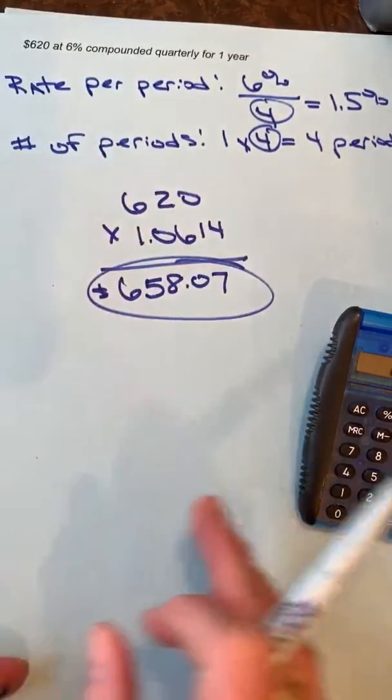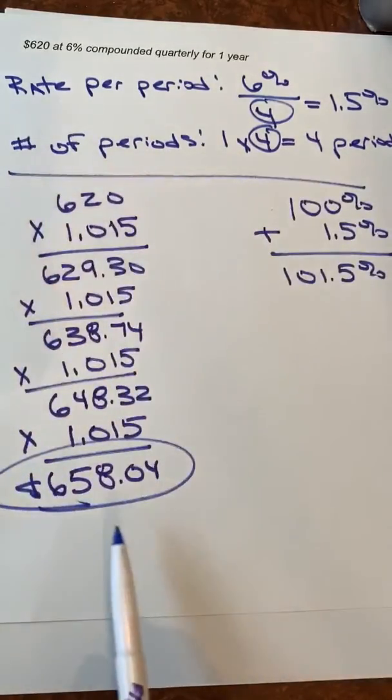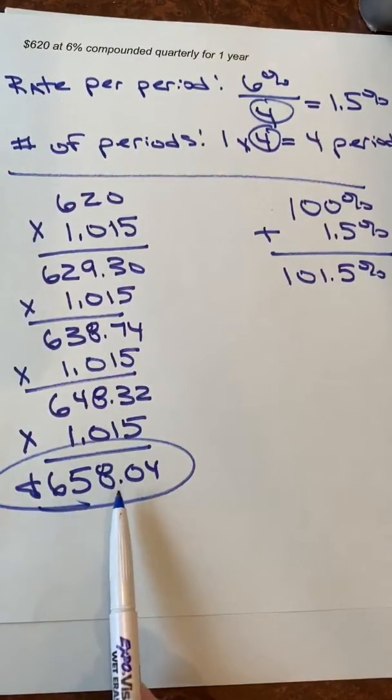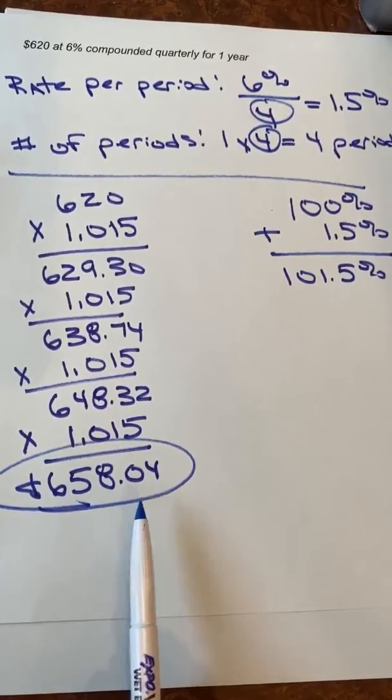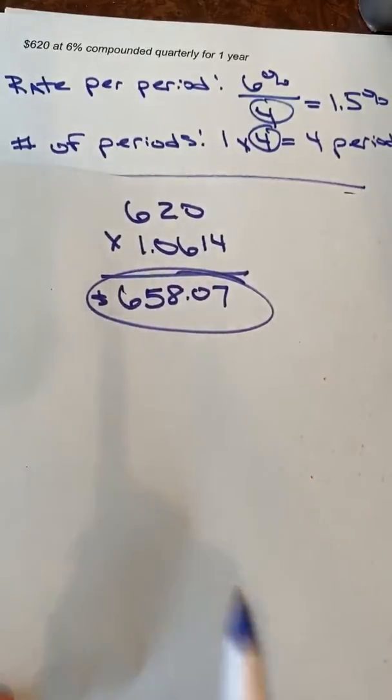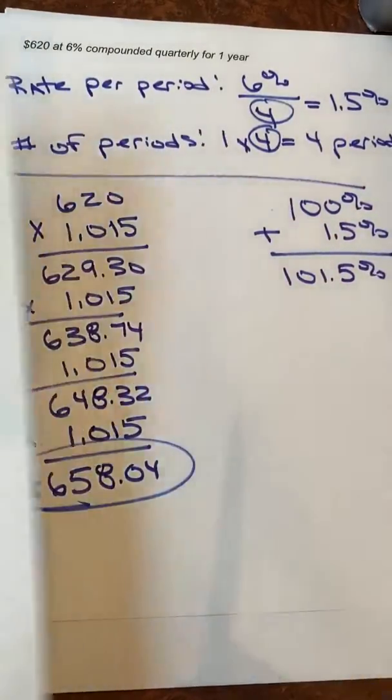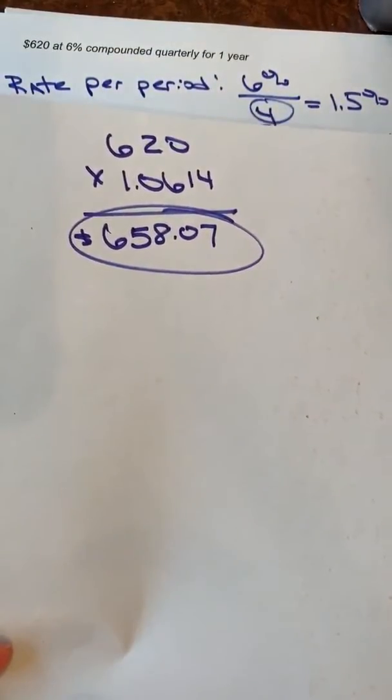Okay, and that 658.07, you see, is very close to 658.04, so we're 3 cents off now, but we still consider that to be worth it because look, we got to do it in 1 step instead of 4 steps, and we even earned 3 more cents in interest.